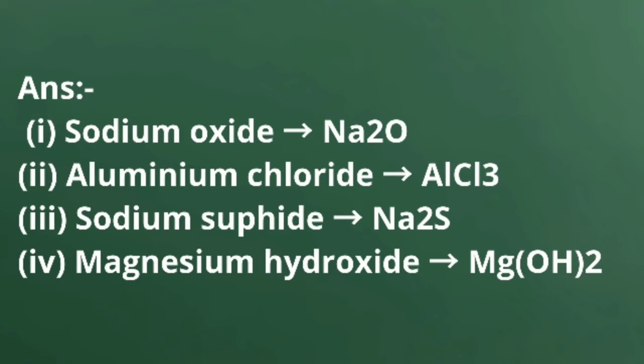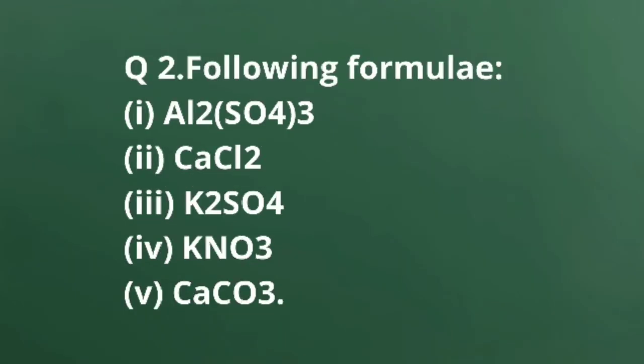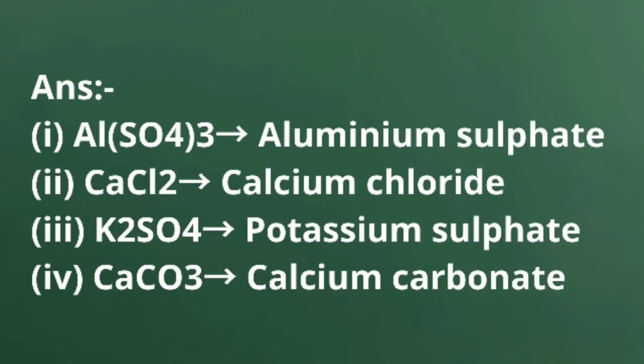Next question number 2. Write down the mass of compound represented by the following formula. Al2(SO4)3. Second question CaCl2. Third question K2SO4. Fourth question KNO3. Fifth question CaCO3. Answer this question.